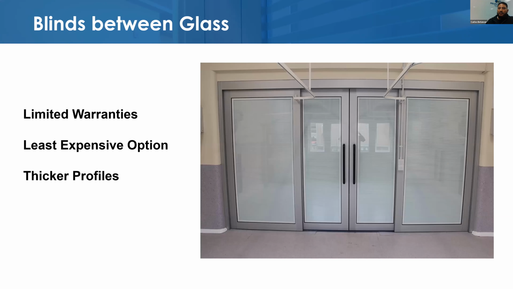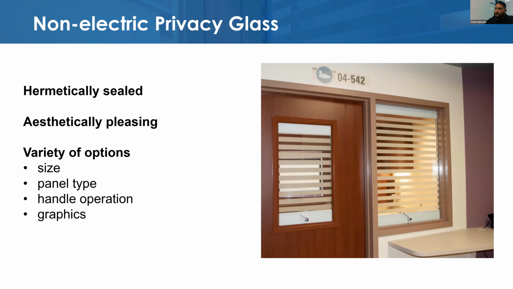Now, a few points to remember about blinds between glass include the availability of warranties on the product. Blinds between glass are the least expensive privacy glass option that we'll be discussing today. In addition, some blinds between glass products have thicker profiles, so that can add to the installation cost. So a quick summary is that some profiles are thicker than others, so this can add to the overall installation and labor costs. So just something to keep in mind when you're looking for these types of products. Not all of them are the same.